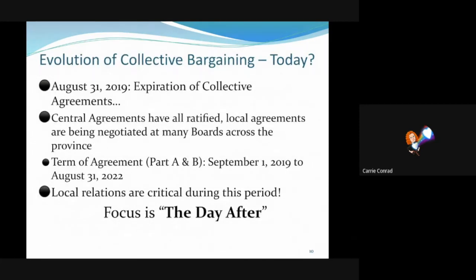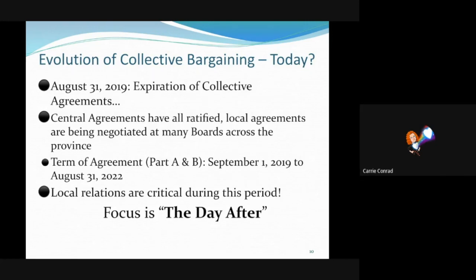So where do we find ourselves today? August 31st, 2019, all of our collective agreements expired. Early notice to bargain was filed in April of 2019, which enabled the parties to begin bargaining. That bargaining took place primarily in the central Part A process. Over this last year, all central agreements have been negotiated, voted on, and ratified.